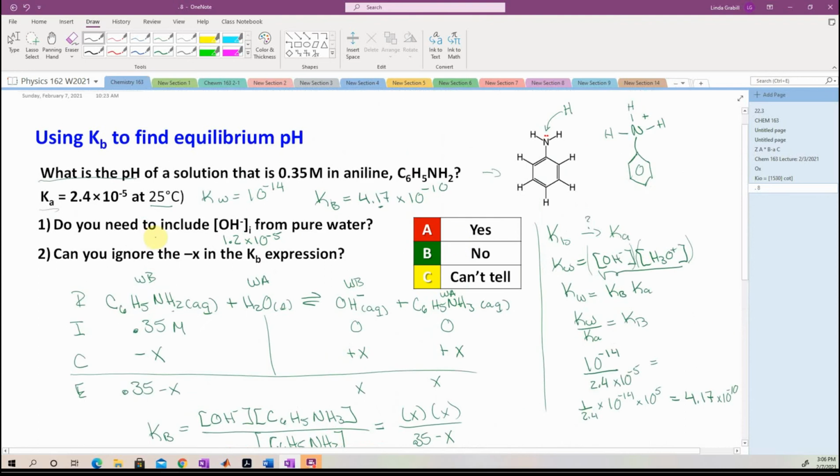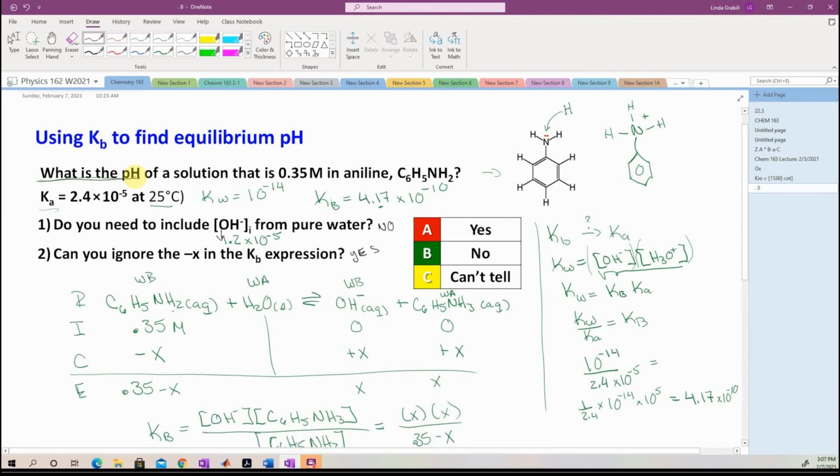I said, do you need to include OH of pure water? Well, the OH concentration we came up with is 1.2 times 10 to the negative 5, and with the 2 sig figs, that is going to be larger than the 10 to the negative 7. So the answer is no, I do not need to include it. Can we ignore the minus X and the KB? Yes, we can, and we did. So we've answered those two, but we want what is the pH of the solution.